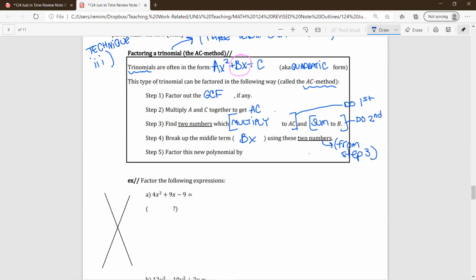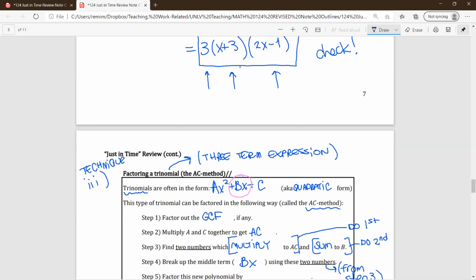All right, once you do that, well, think about it. Look at this middle term up here, the BX. How many terms did we start with? We started with 3 terms. How many terms will we have if we split the middle term up into 2 terms? Well, then we'll be left with 4 terms.